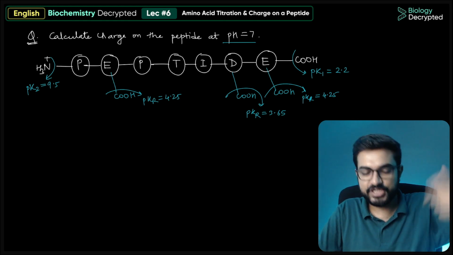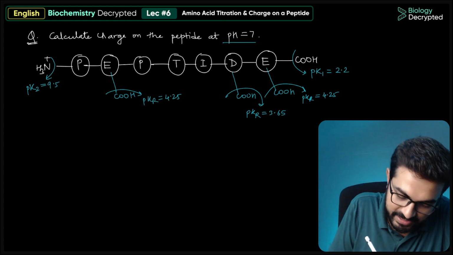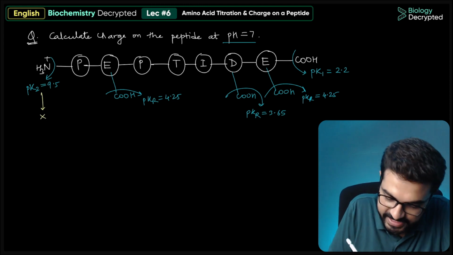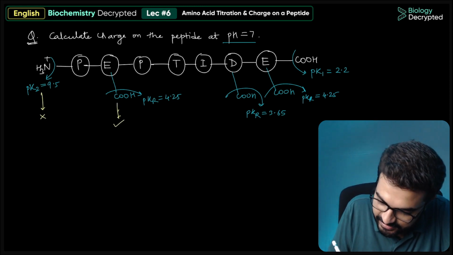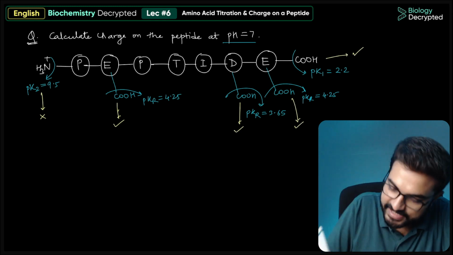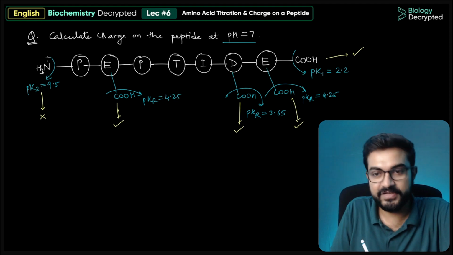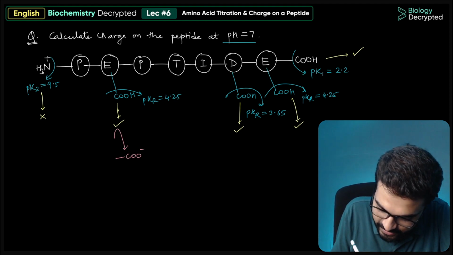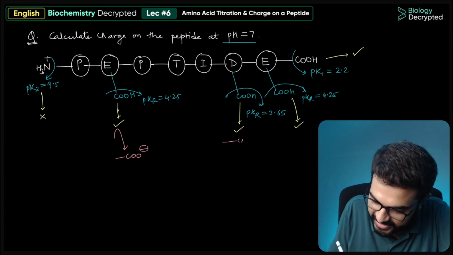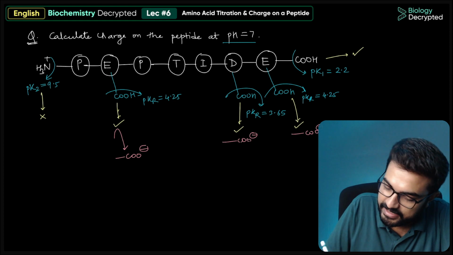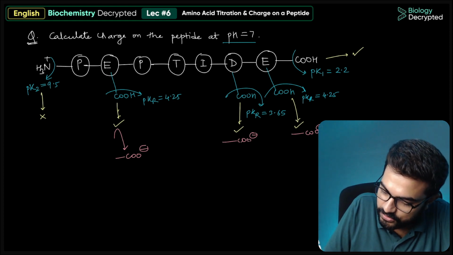Now at pH 7, this is maintained. This is not ionized. This is ionized. This is ionized. This is ionized, and this is ionized. If this is ionized, obviously the group we now have is COO minus. The group here is COO minus, and the group here is also COO minus. This group here is also COO minus.